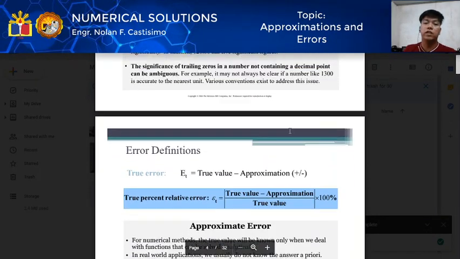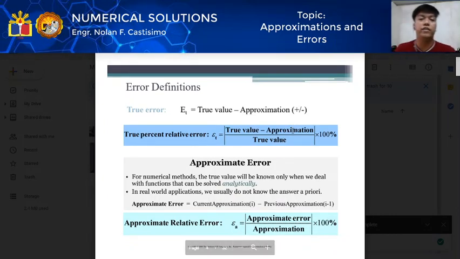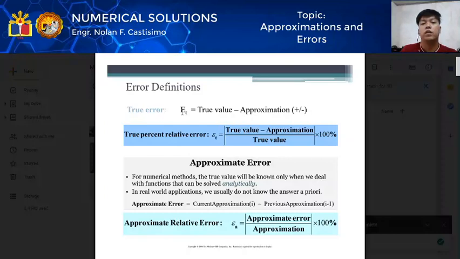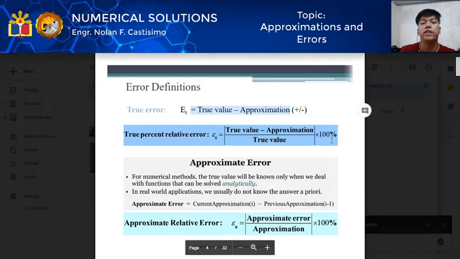Okay? Now we have the error definitions. We have the true error, and this is its variable, E sub t. The formula equals true value minus approximation. The true percent relative error, epsilon sub t, is equivalent to the absolute value of true value minus approximation, divided by true value, times 100%.